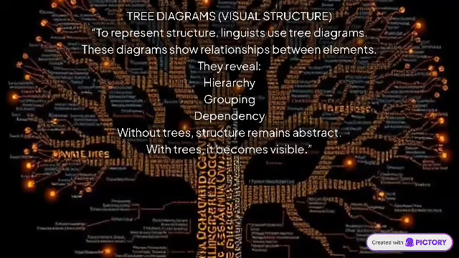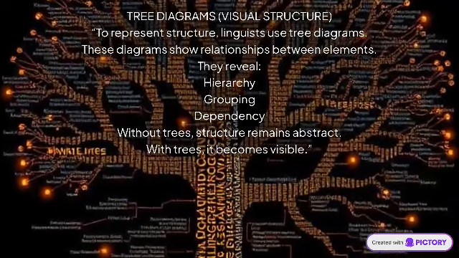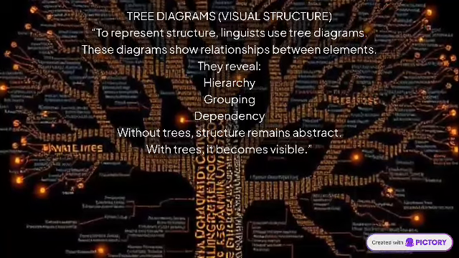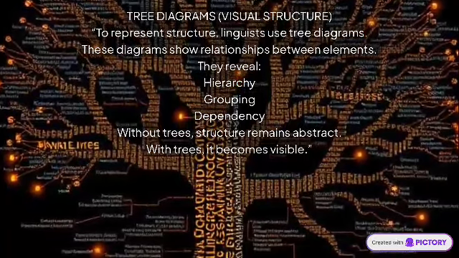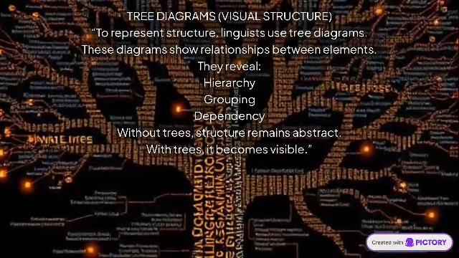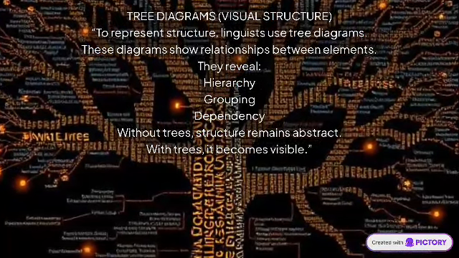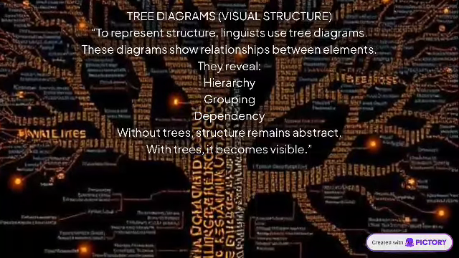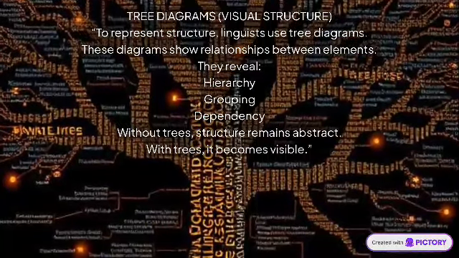Tree diagrams, visual structure. To represent structure, linguists use tree diagrams. These diagrams show relationships between elements. They reveal hierarchy, grouping, dependency. Without trees, structure remains abstract. With trees, it becomes visible.